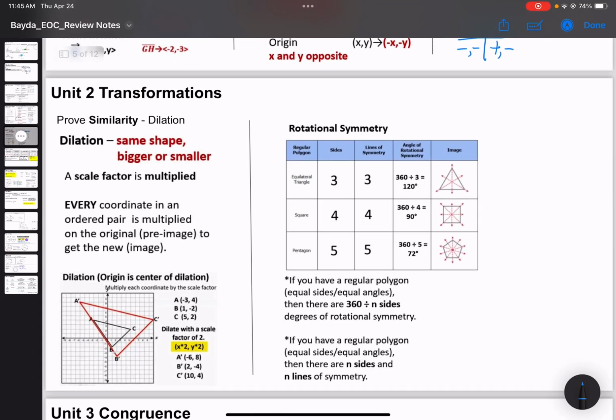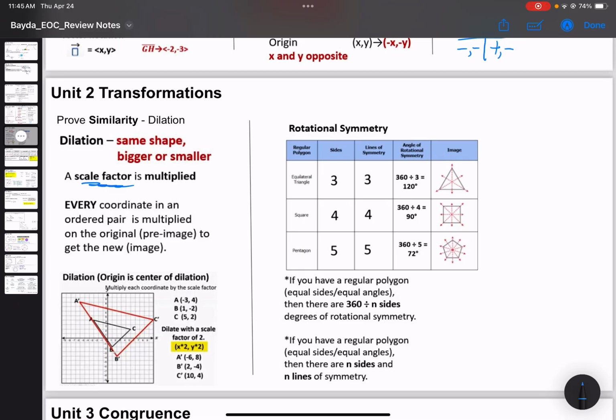Moving on, kind of like your rigid motions are your non-rigid motions, which is going to be your dilations. Your dilations, the big idea here is that it's going to be the same shape. It's just going to be bigger or smaller. And we just multiply your coordinates by something called a scale factor as well. And then with transformations, remember, before you move your shape is your pre-image. After you move it, we just call it your image.